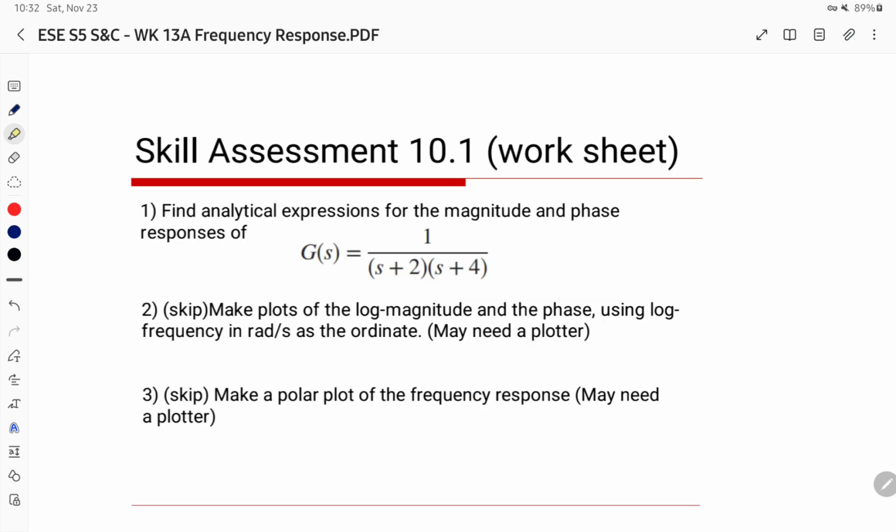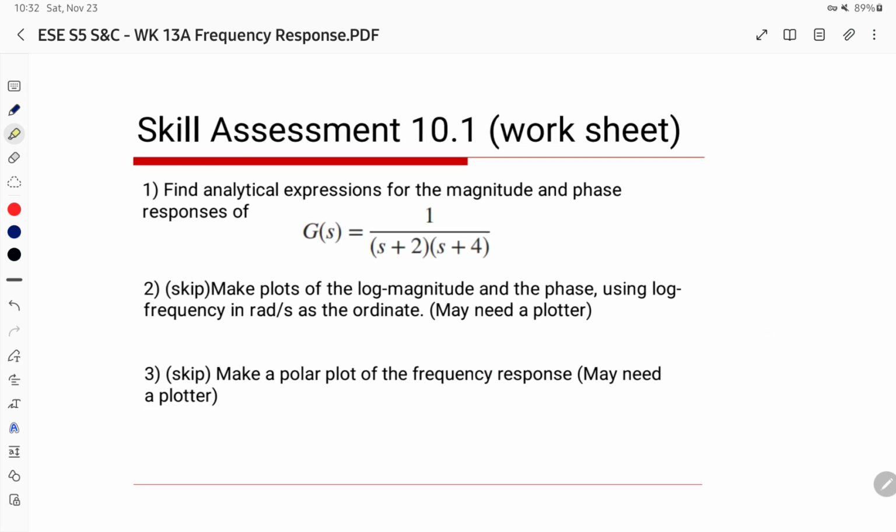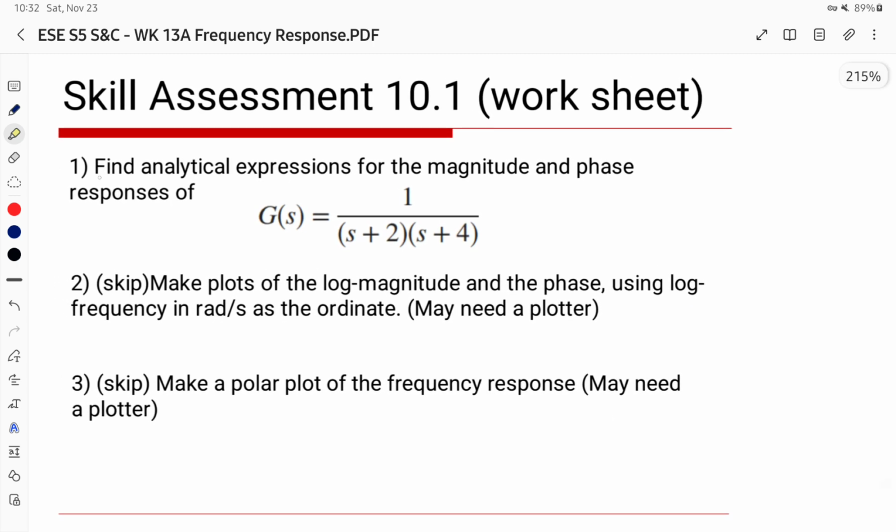So for skill assessment 10.1, that's also in our worksheet, we'll try to find the analytical expression for the magnitude and phase response of this system, G of s being 1 over (s plus 2)(s plus 4). We'll skip making the plot for the magnitude and phase using log frequency because you need a plotter, and we'll also skip the polar plot of it. So we'll just find the analytical expression that will be part of your final exam, working with the Bode plot only.